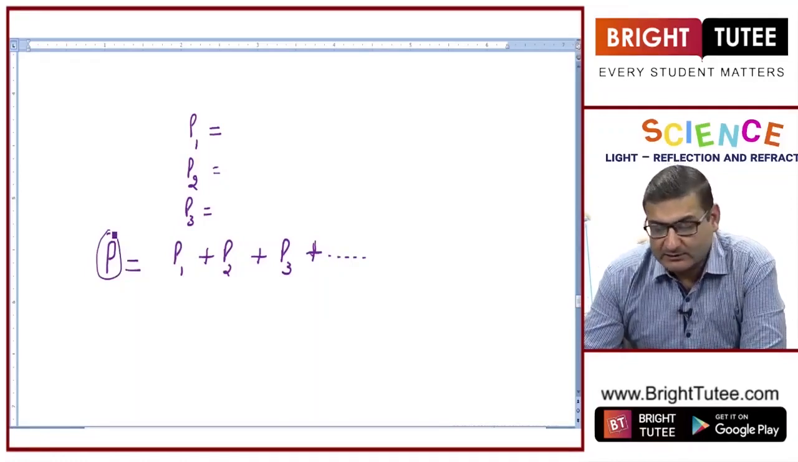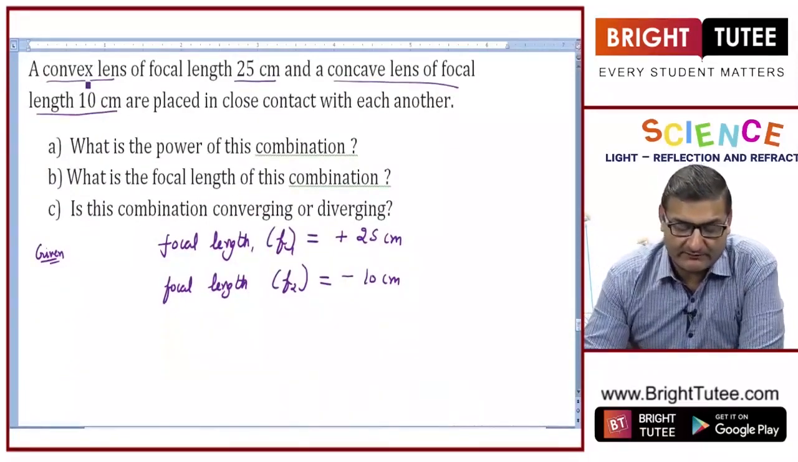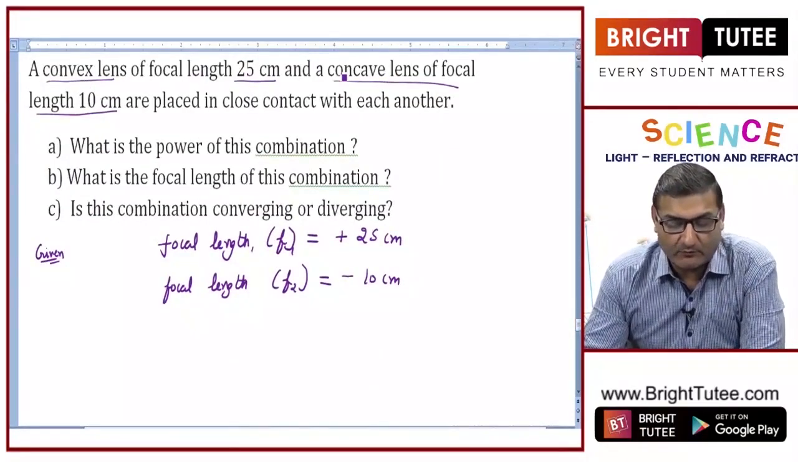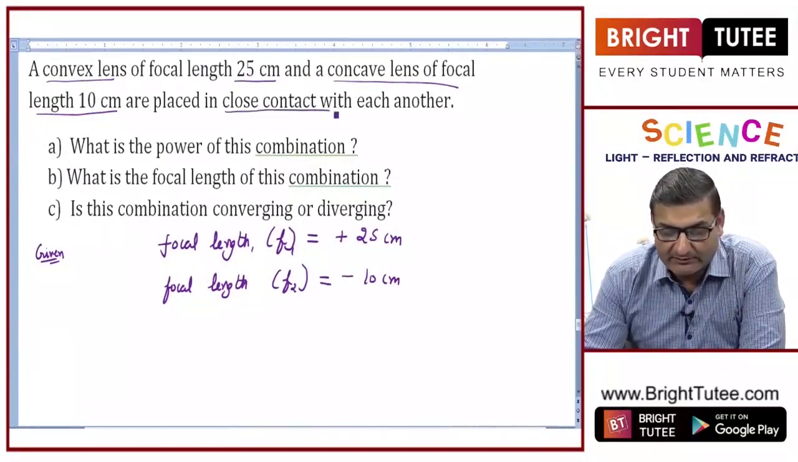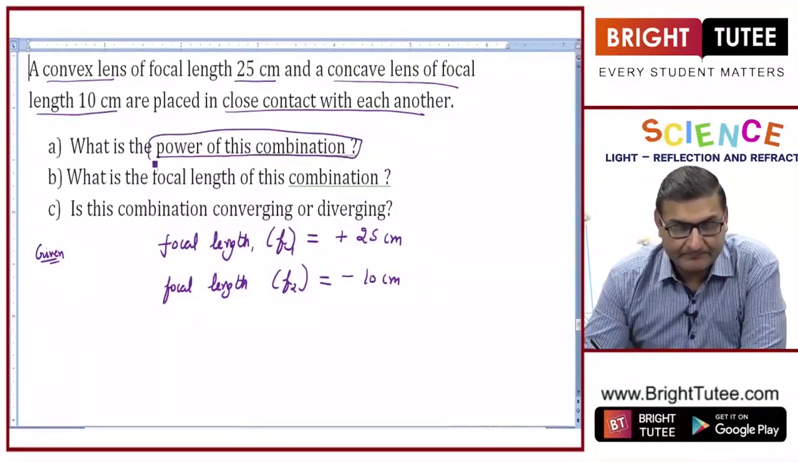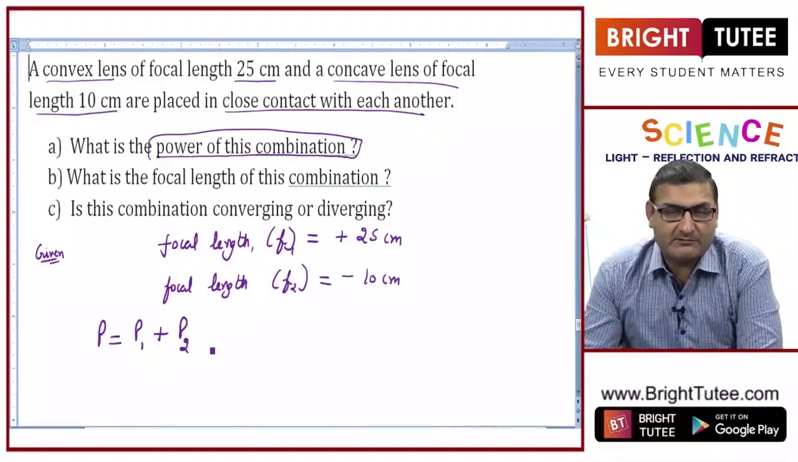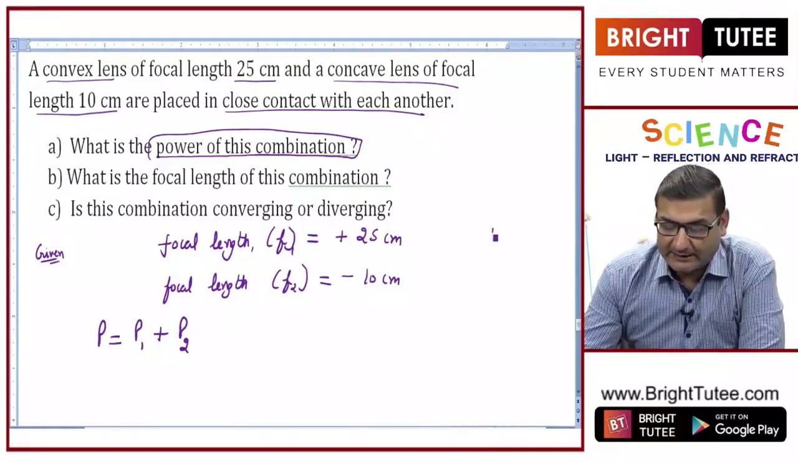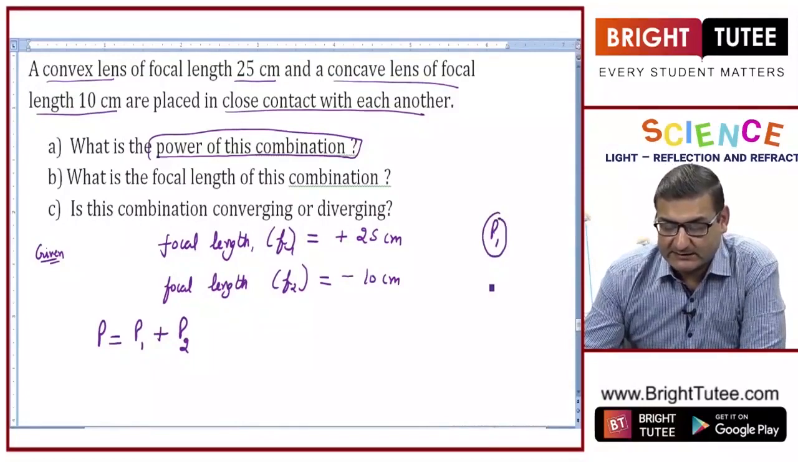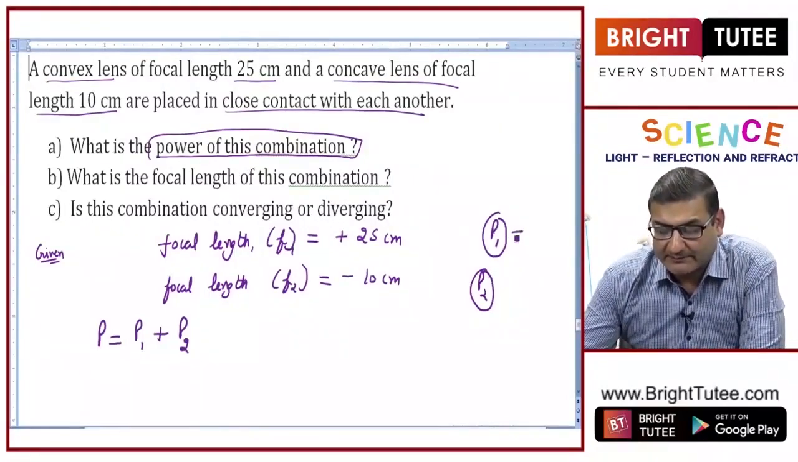Alright. So in this particular question, we are being told that there are two lenses. One is convex, one is concave. The focal length of both are given to us. They are placed in close contact with each other. What is the power of this combination? The power of the combination P will be equal to the sum of the individual powers of these lenses. So first of all, I need to calculate the power of the first lens. Secondly, I need to calculate the power of the second lens. And the focal length is given, so it is comparatively easier for me.